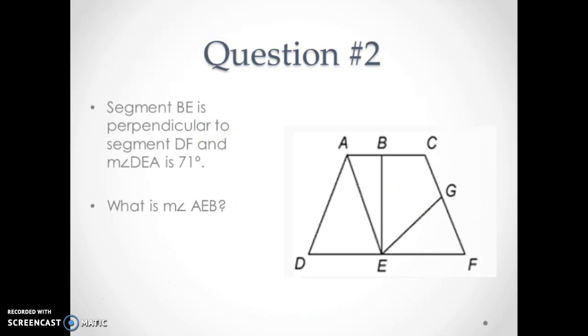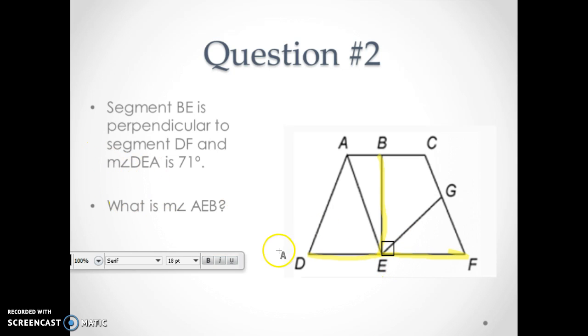Question 2, segment BE is perpendicular to segment DF. Measure of angle DEA is 71 degrees. What is the measure of AEB? When you do these types of questions, the best thing to do is to make a highlight. So if BE is perpendicular to DF, then you can draw a right angle to indicate that is a right angle there. Perpendicular means forms a right angle.